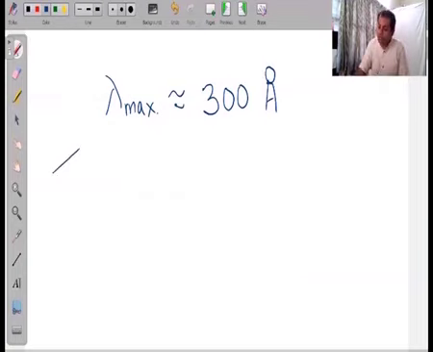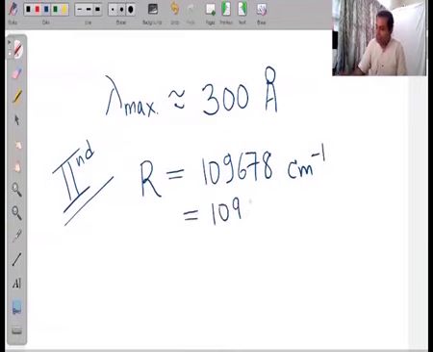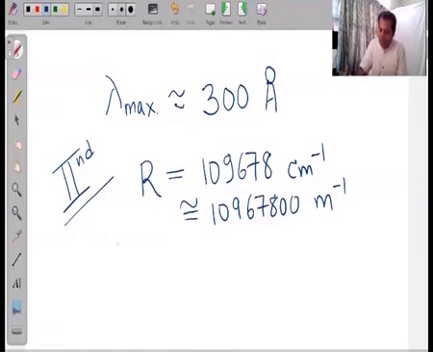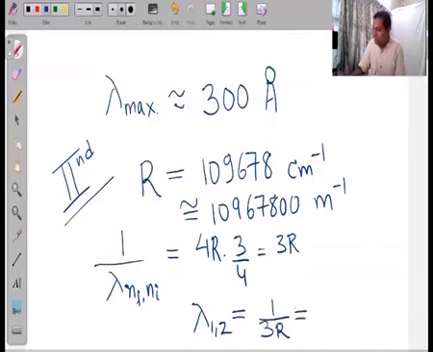Now, there is another way of solving this problem, a second method. In case we know the Rydberg constant, then R is 109,678 centimeter inverse, or if I write it in SI units, approximately 109,67800 meter inverse. So if you know the value of the Rydberg constant, then the solution becomes much shorter. I will write NF Ni is equal to, here it is 4R times 3 by 4, or it is 3 times R. And from this you will get lambda 1 comma 2 will be 1 upon 3R, and that is again about 300 angstroms.